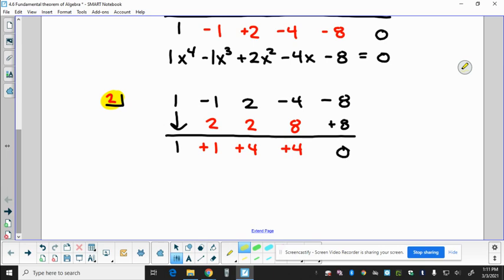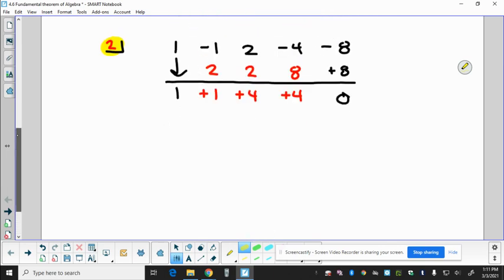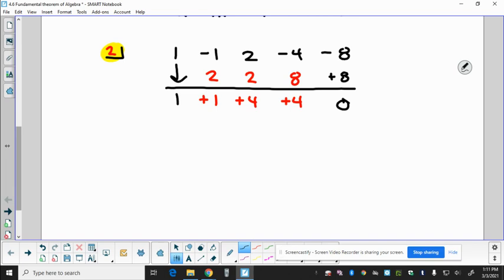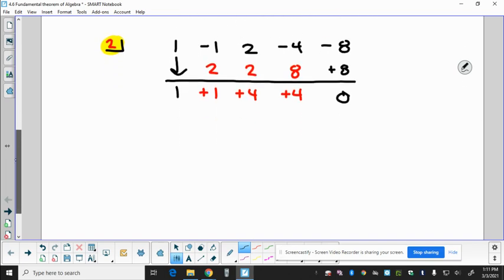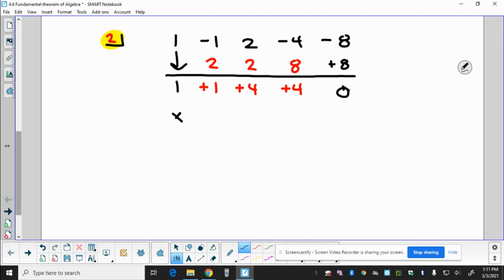Let's see if we can find the others. So the previous polynomial was x to the 4th. This needs to drop down to x to the 3rd plus x squared plus 4x plus 4 equals 0. Okay, now that once again, that's 4 terms. If you cannot factor, you're going to need to use synthetic division again. But this might be able to be grouped and factored.